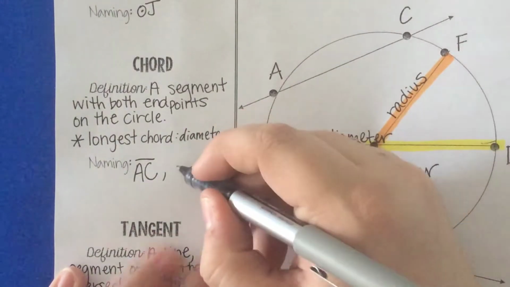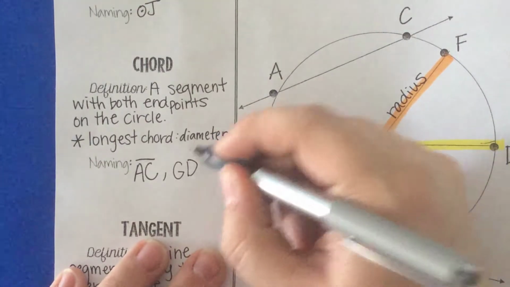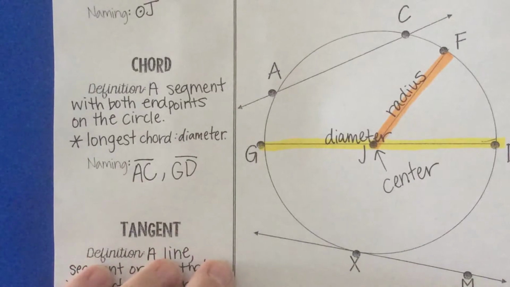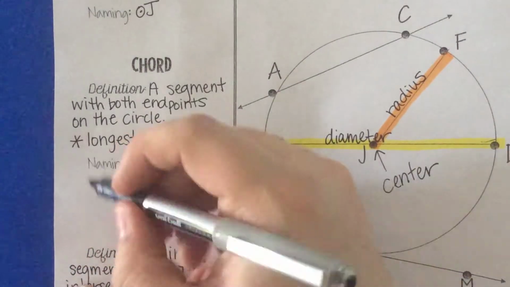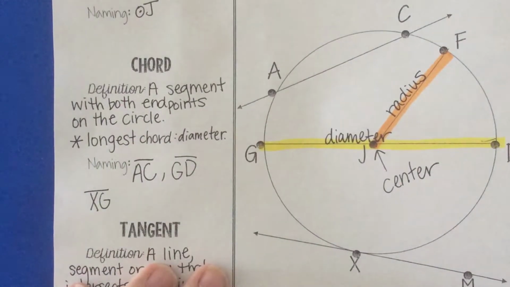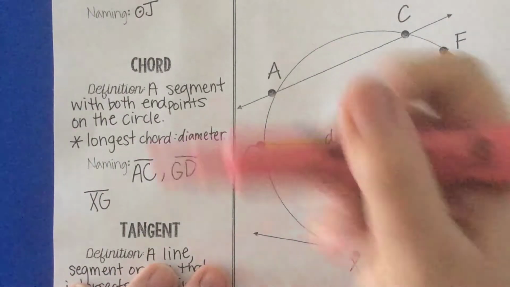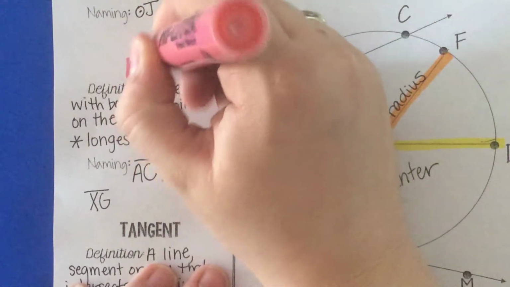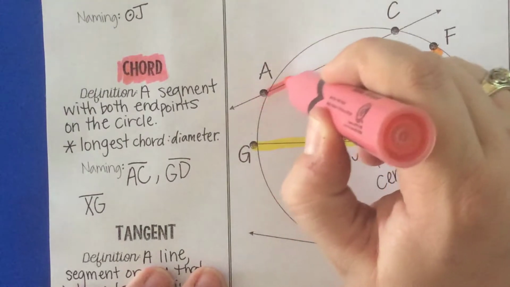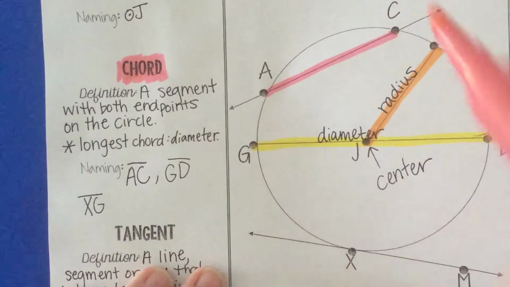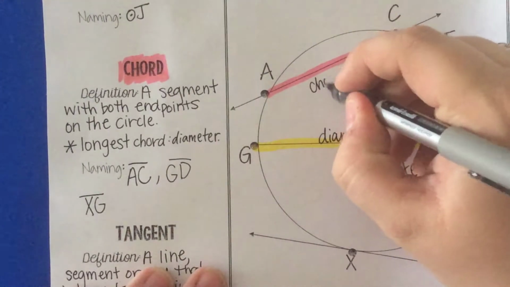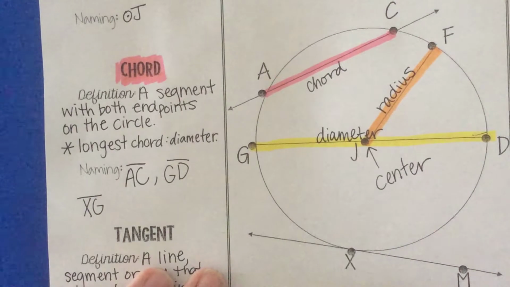Now we could have the diameter, so we're going to go ahead and write that down. And you could have a chord from any 2 points along your circle, like we could have from X to G also. So your chord goes from one point to another point, and it's a measurable distance. So diameter, radius, and a chord can all be measured. And so that's our chord.